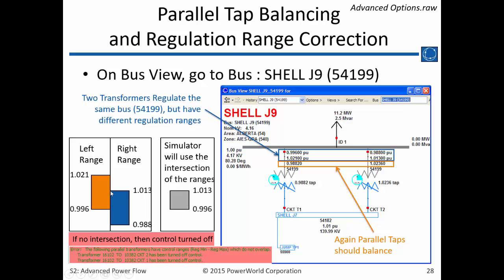And in order to do that, we have to reduce the control range to be the intersection of the two control ranges of the transformers so that the two transformers can stay balanced. If there's no intersection of control range, then we turn the control off, because that means the two transformers would be fighting each other constantly for control of the voltage at the regulated bus.